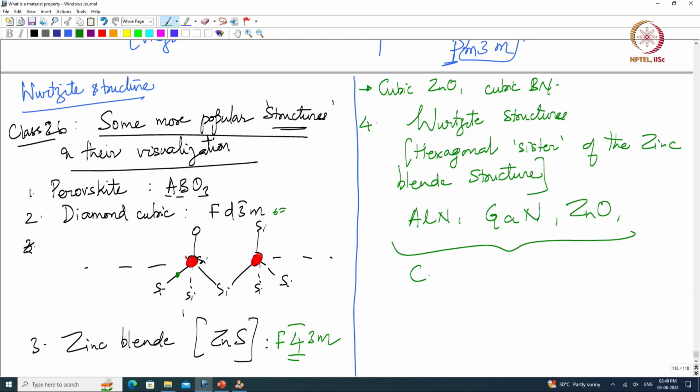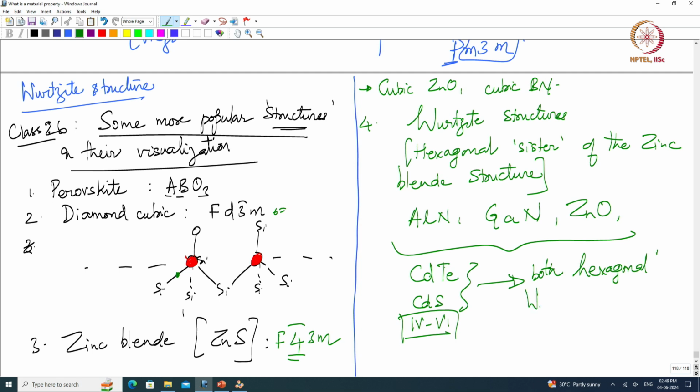Now some of them, such as cadmium telluride, the image that I am going to show. So cadmium sulfide and all these things, they can take both. So these are what are called 2-6 compounds. These are optically very active. These are actually direct band gap materials which have good photoluminescence and so on and so forth. So they can take both the hexagonal Wurtzite-like structure as well as the zinc blende structure. So both of the polymorphs exist.